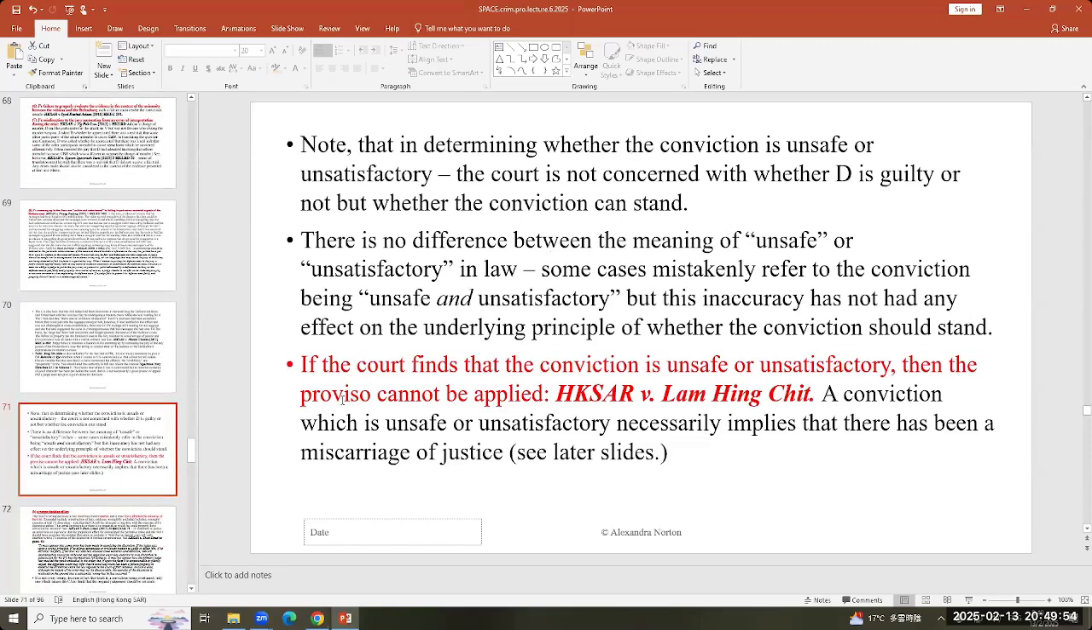So in Hong Kong, the test is: is the conviction unsafe or unsatisfactory? There's actually no real difference between those two, unsafe and unsatisfactory. If the conviction is unsafe and unsatisfactory, then the proviso in section 83 that we're going to go on to look at in a minute does not apply. Because if the conviction's unsafe or unsatisfactory, there must have been a miscarriage of justice. So the Court on Appeal cannot apply the proviso.